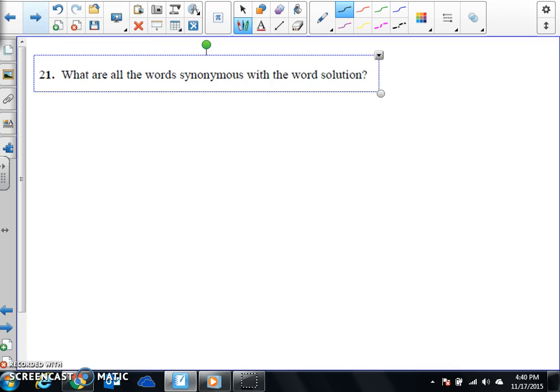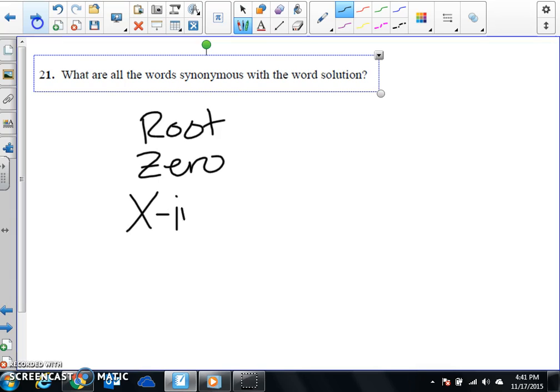All right, what are all the words synonymous with the word solution? Remember, Beyonce is the diva. She's got all sorts of names. So it's also a root. It's also a 0. And more importantly than anything, these are all x-intercepts.